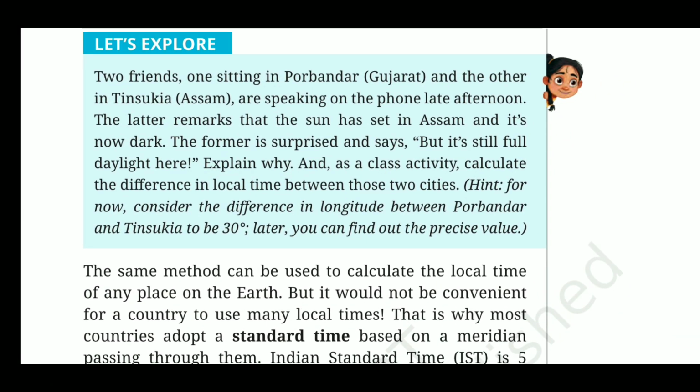Let's explore. Two friends, one sitting in Porbandar, Gujarat, and the other in Tinsukia, Assam, are speaking on the phone late afternoon. The latter remarks that the sun has set in Assam and it's now dark. The former is surprised and says, "But it's still full daylight here. Explain why." And as a class activity, calculate the difference in local time between these two cities. Hint: for now, consider the difference in longitude between Porbandar and Tinsukia to be 30 degrees. Later, you can find out the precise value.